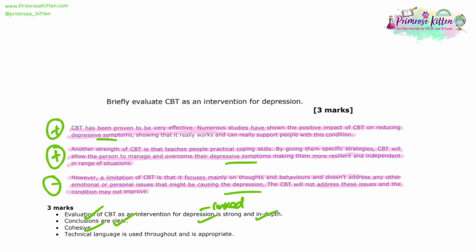The second paragraph explains how it equips individuals with practical coping skills and extends this by mentioning how it will increase resilience and independence. This shows the specific effects that CBT can have. The third paragraph identifies a limitation by highlighting CBT's focus on thoughts and behaviours while neglecting other things that can cause depression. This is then extended with an explanation of why this limitation might hinder the improvement of the condition. This adds the depth and detail needed to reach the top mark band.